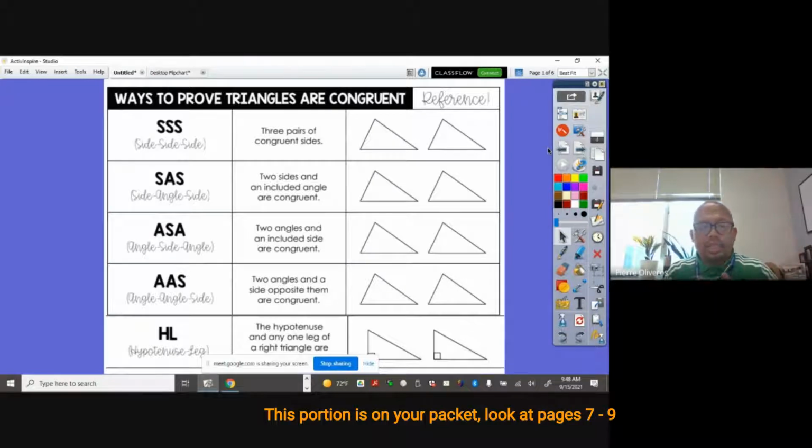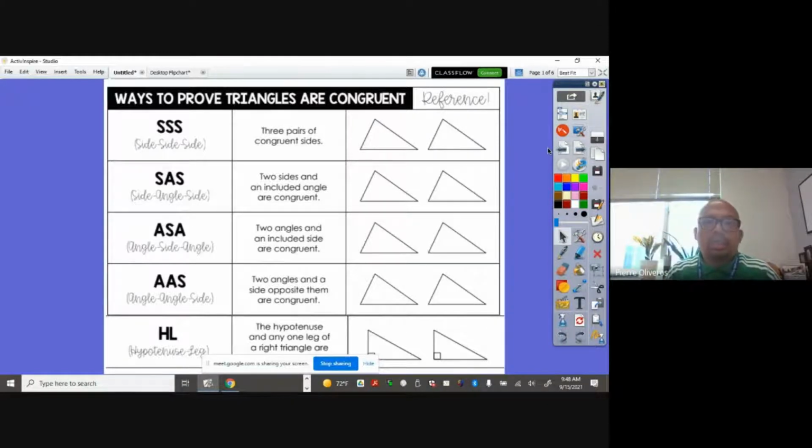SSS means proving that the two triangles are congruent based on their size. If there are 3 pairs of congruent sides, yes, jump into it. If you can prove that, then you can say that the two triangles are congruent.